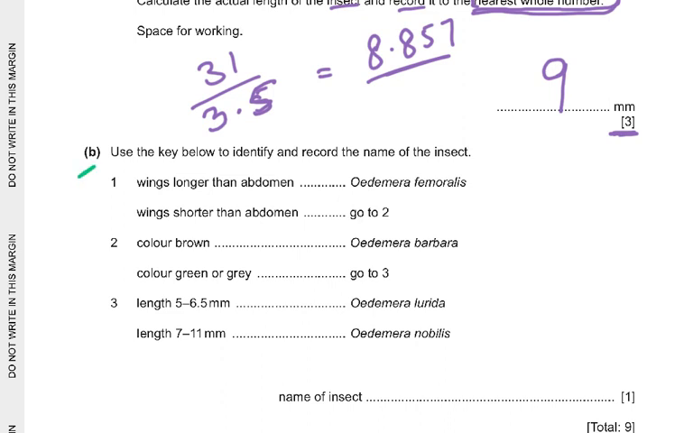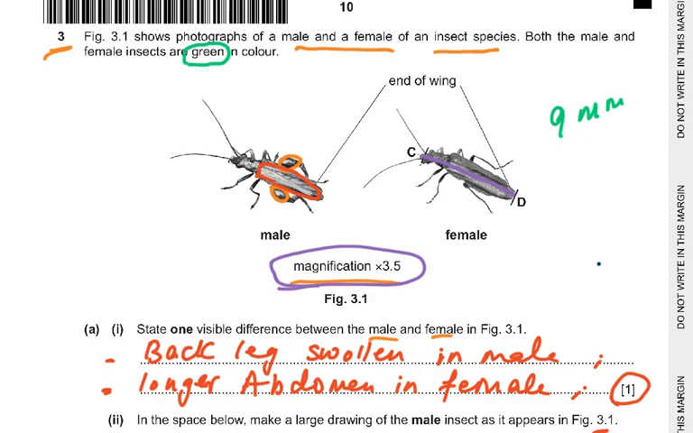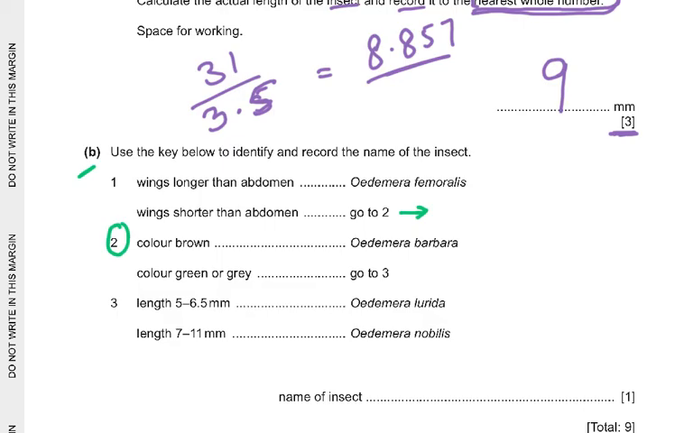Then coming to part B, use the key below, identify and record the name of the insect. Wings longer than abdomen. No, they're not longer, they're shorter than the abdomen. So we go to 2. Then when you go down to 2, it says color brown, color green or gray. Now look here, it said in the question color was green, and this is 9 millimeters in length. So color is green, so you go to 3, and the length is somewhere between 7 and 11. So what is it? It is Edimera nobilis. So the name of the insect you had to write was Edimera nobilis.